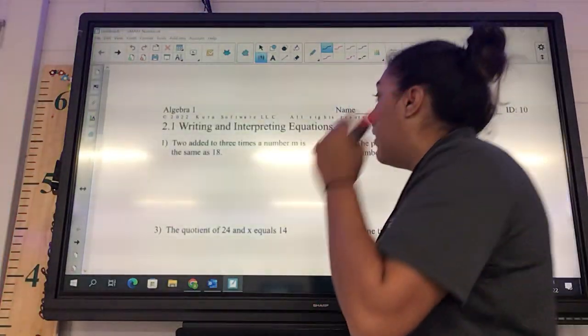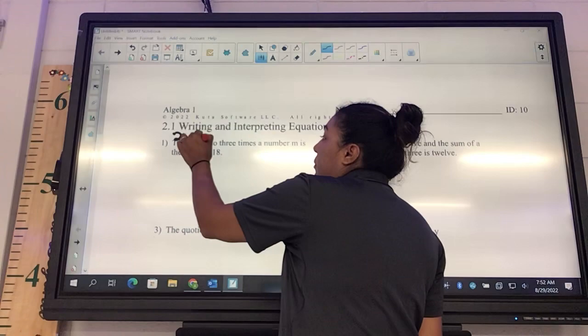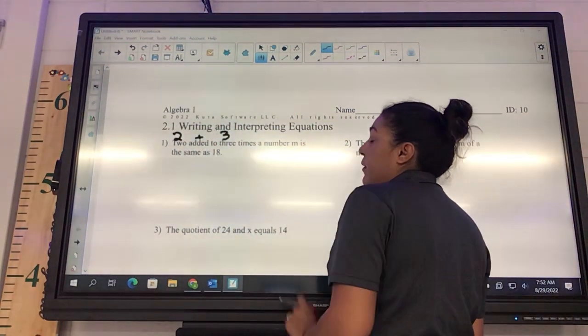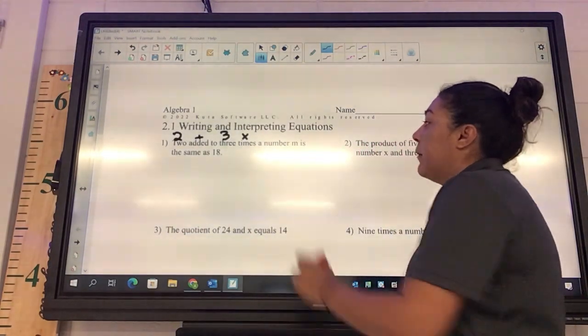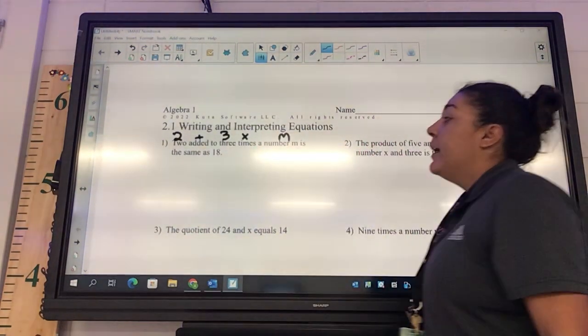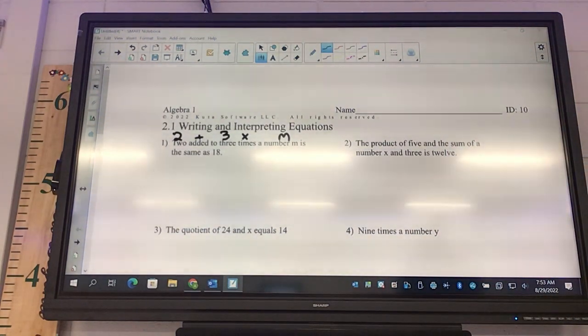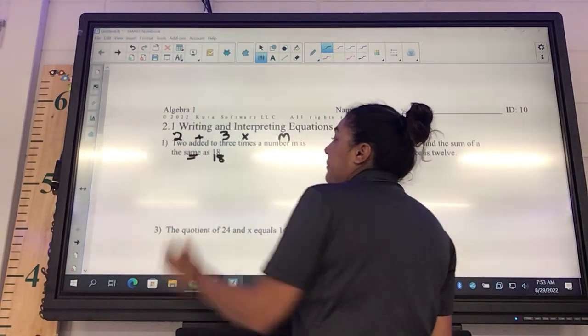Start writing this stuff out. Okay, 2, what's added mean? It means plus. 3 times, we know what times means? Multiplication. A number, m, that means m. Okay, is the same as, what does is the same as mean? It means equals. Okay, is the same as 18.